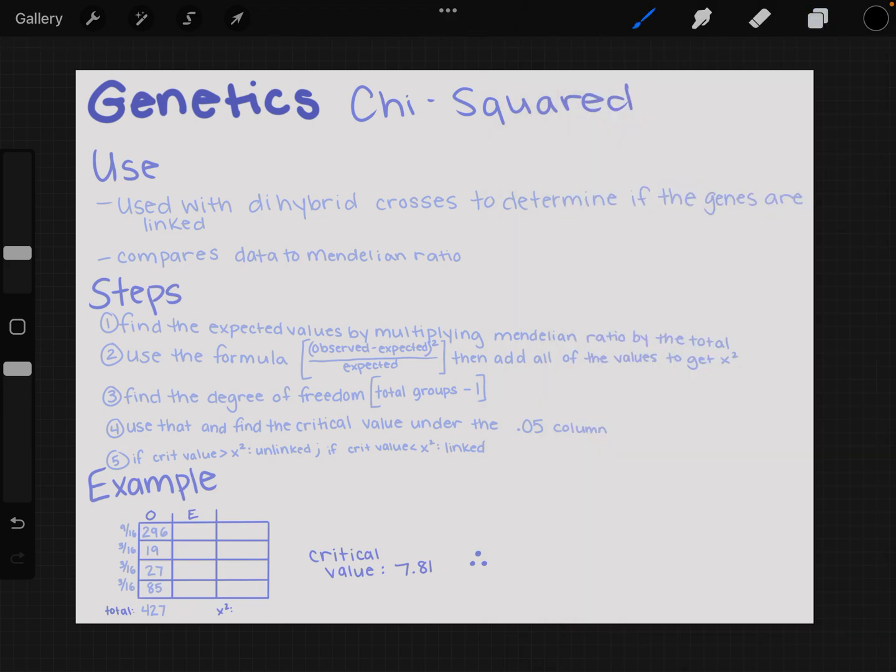So let's do chi-squared, everyone's favorite. Let me get my energy back for a minute.